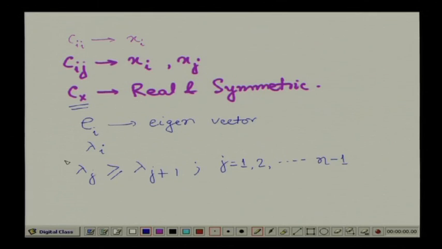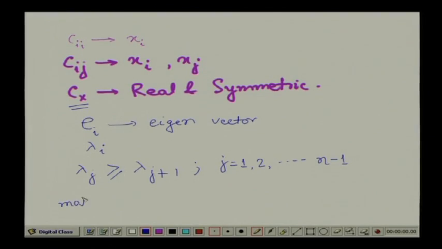So, what we are taking? We are taking the eigenvalues of the covariance matrix Cx, and we are taking the eigenvectors corresponding to every eigenvalue. Corresponding to the eigenvalue λi, we have this eigenvector ei, and we also assume that these eigenvalues are arranged in descending order of magnitude. That is, λj is greater than or equal to λj+1 for j varying from 1 to n−1. Now, from this set of eigenvectors, we form a matrix A.